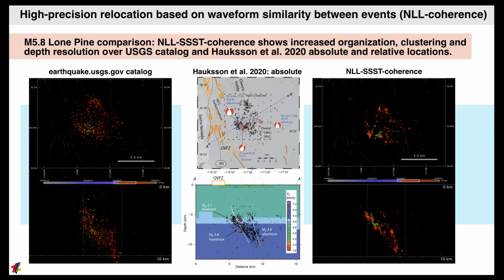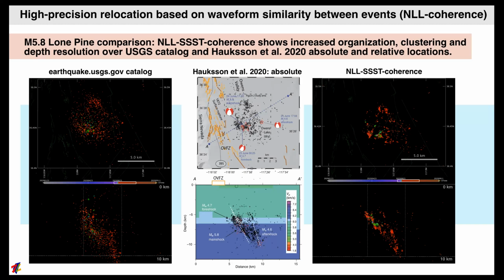So these are NonLinLoc SSST-coherence locations following the procedure I just outlined for the full set of events. And what we see is that both the Hauksson analysis and the NonLinLoc coherence results show much more clustering and organization of the seismicity than the routine catalog. This is to be expected because the routine catalog is made to be a simple procedure and able to be produced rather quickly. But also the NonLinLoc coherence locations resemble very much the high quality Hauksson et al. absolute locations, and perhaps show even more clustering and organization, particularly in the cross section below.